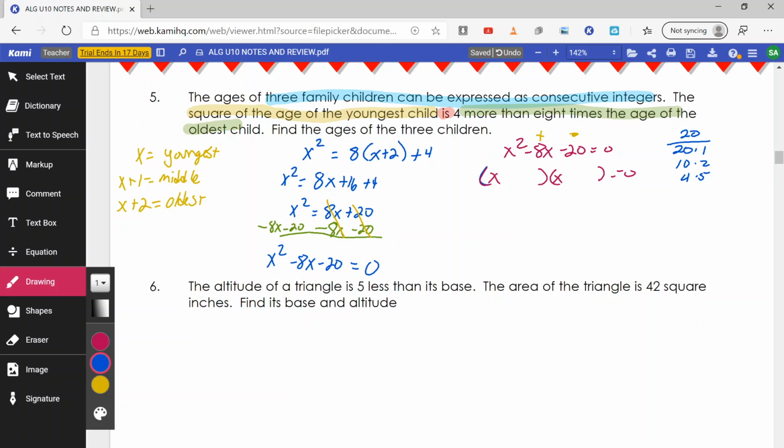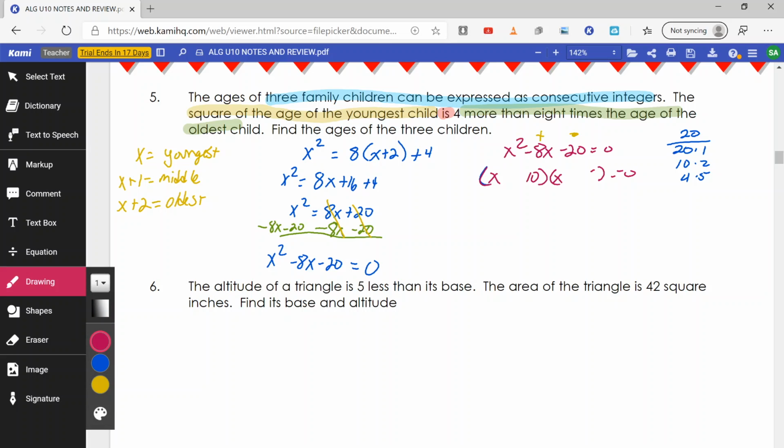So we have 3 options, and I want to see which of the 3 pairs has a difference of 8. 20 and 1, the difference is 19. 10 and 2, difference is 8, so that could work. 4 and 5, difference is only 1. If I add 4 plus 5, I get 9; 4 minus 5 would be negative 1, so I can't get negative 8. 10 plus 2 is 12, 10 minus 2 is 8. So 10 and 2 are the numbers I'm going to be dealing with.